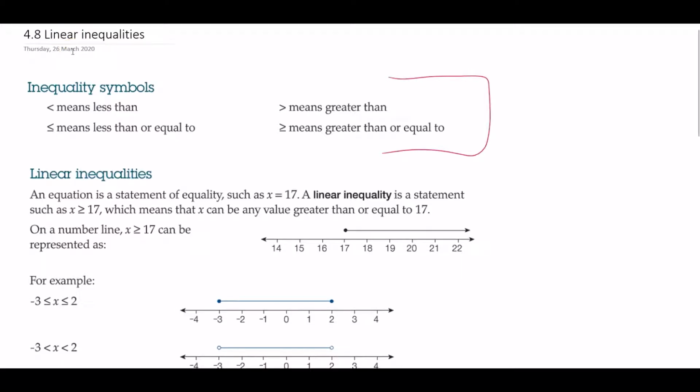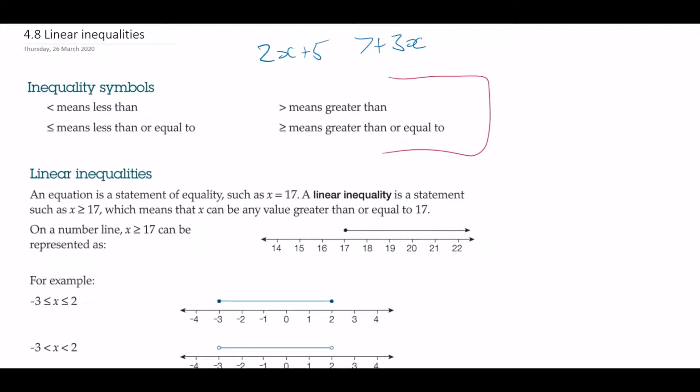So 4.8, linear inequalities. An inequality as opposed to an equality. An equality would be an equation. So y equals 3x would be an equation, or even 2x plus 5 equals 7, or equals 7 plus 3x, whatever it may be. They're all just equations because they have an equal sign between them.